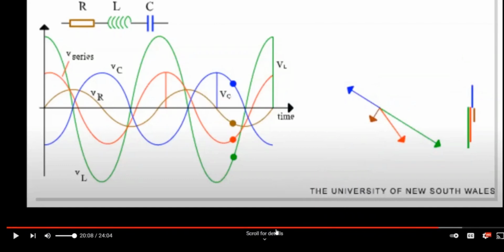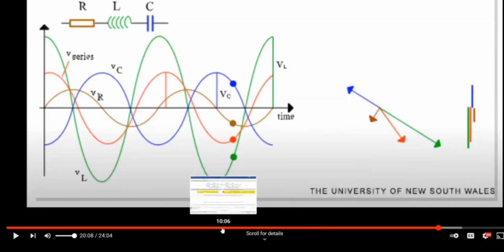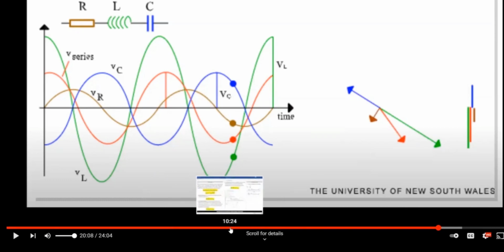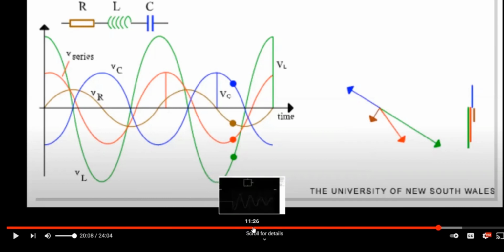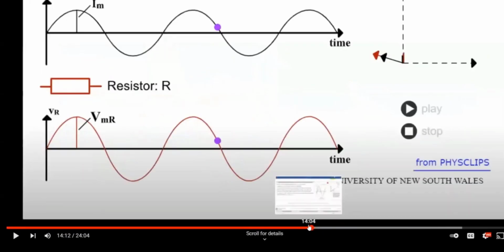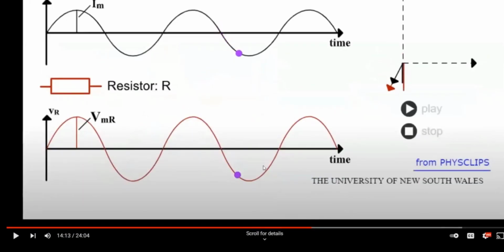But if I back up, what's going to happen in this lecture video? This lecture video will take you through the whole thought process behind phasors. So what the video does is say, let's look at every element in an RLC circuit: the resistor, the inductor, the capacitor.